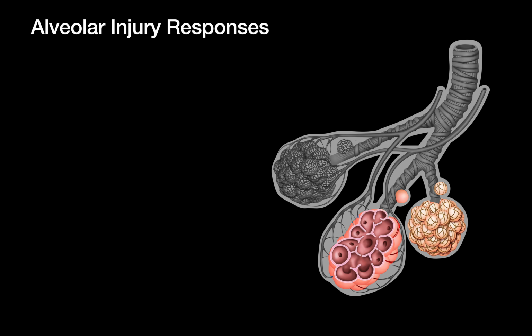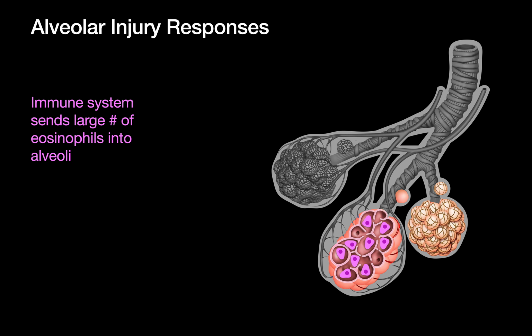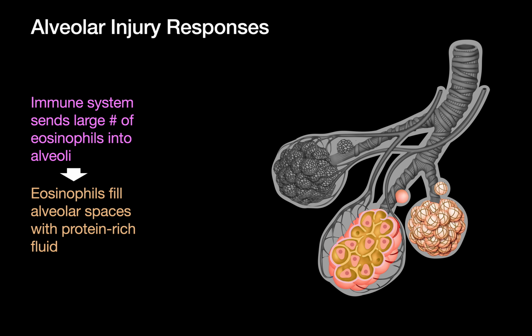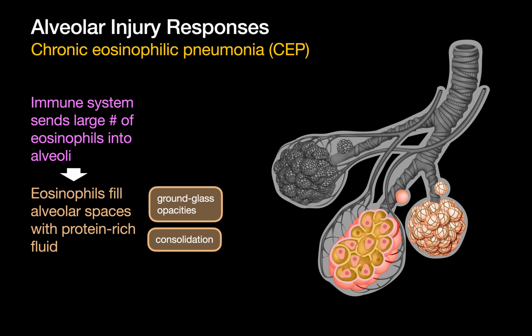In a very small number of patients, the immune system sends large numbers of eosinophils into the alveolar spaces in response to an insult, and these eosinophils fill the alveolar sacs with protein-rich fluid in a disorder we label chronic eosinophilic pneumonia, or CEP. In CEP, the dense eosinophilic fluid filling the alveolar spaces contributes to the appearance of ground glass lung opacities and consolidation on CT. CEP is usually highly responsive to corticosteroids, though if untreated, fibrosis may occur.